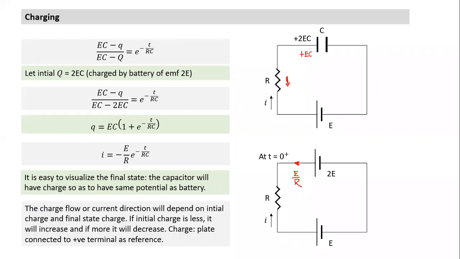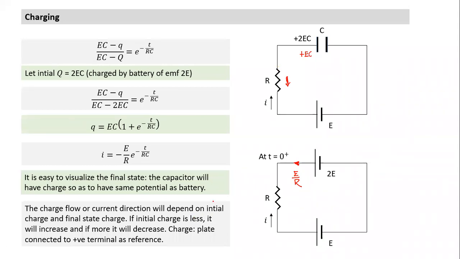So we can think of the charge flow or current direction as depending on the initial charge and the final state charge. If the initial charge is less, it will increase. If it is more, it will decrease. In this particular case, the initial charge was more. That's why it had to decrease, and that's why the current flow was in this direction.